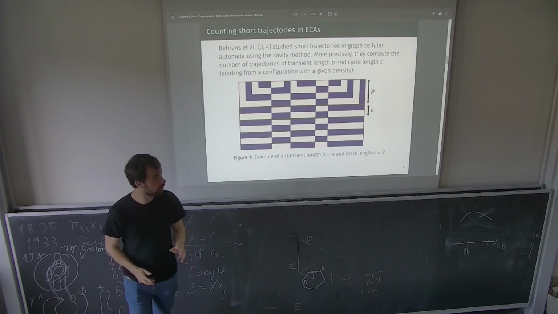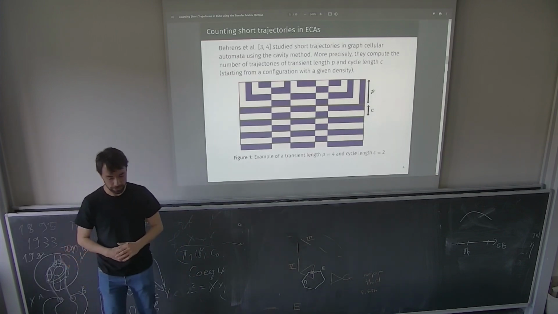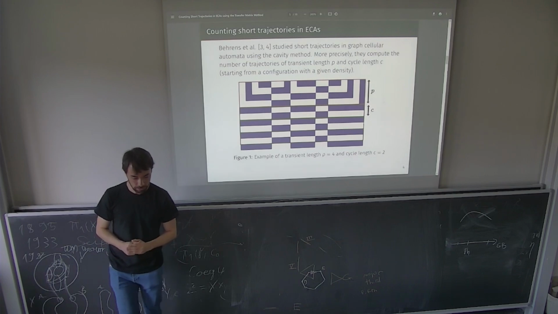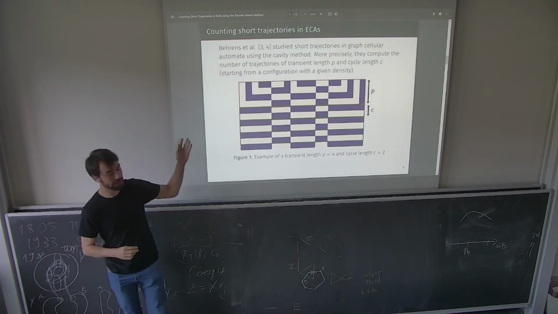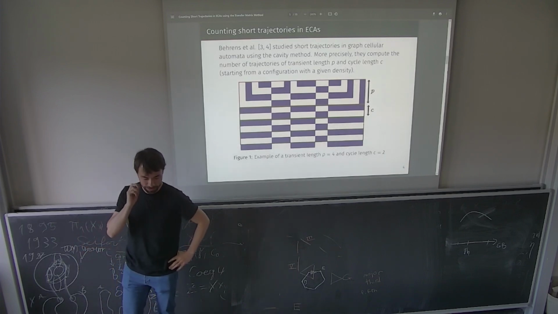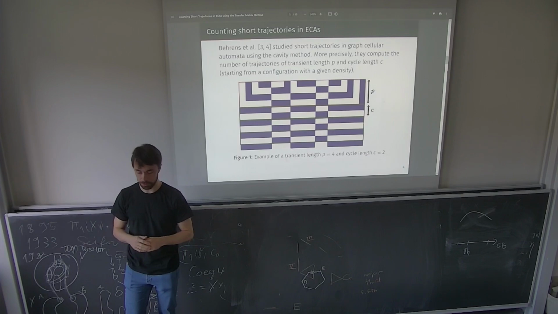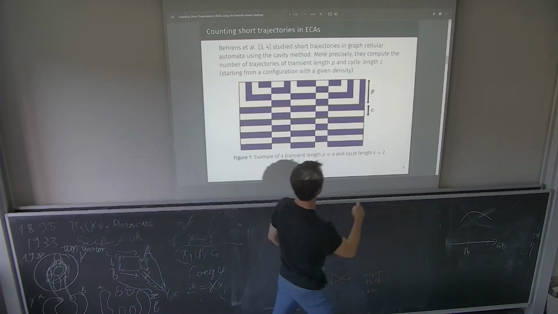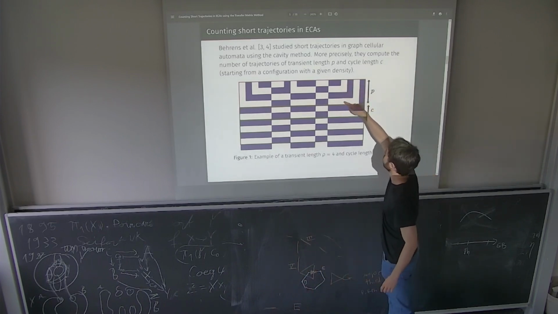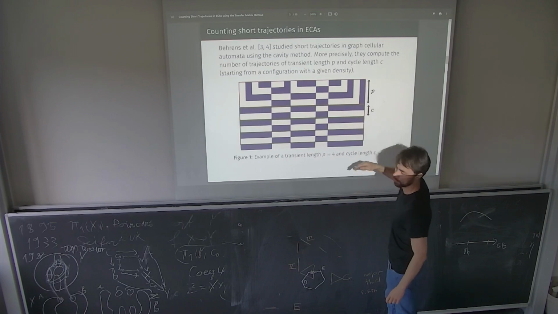Okay. And this was also inspired by another work by Freya, Barbara, and Lemka, where they studied short trajectories in cellular automata on graphs. Why on graphs? Because then you can use a physics method called the cavity method, and from that they compute the number, the entropy, of the trajectories that have a given transient length and a cycle of a given length. So, just to be sure, P is the length of the transient, so here it's 1, 2, 3, 4, and then we have a cycle of length c that repeats.